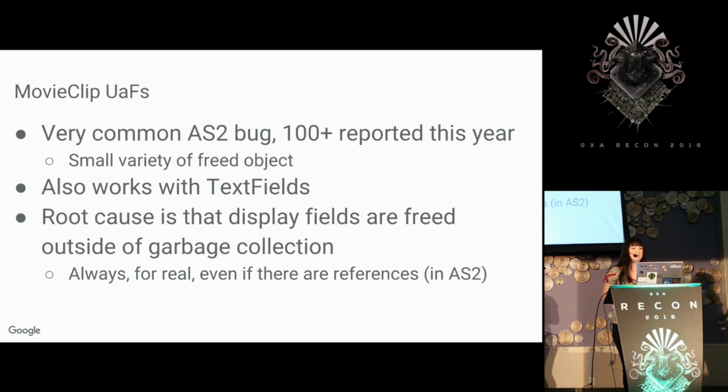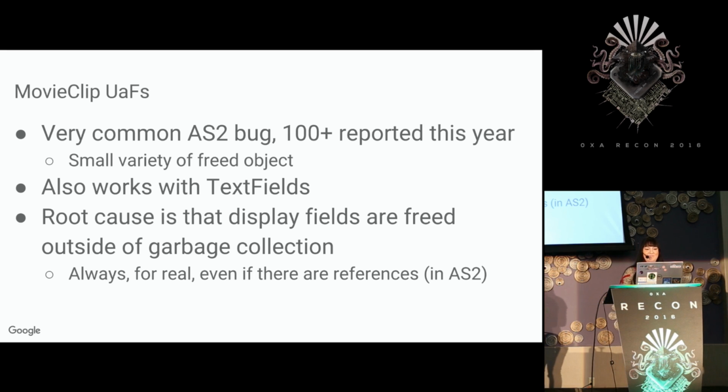One of the interesting bugs that came out of reverse engineering was what I call MovieClip use after freeze. And these were first found by Bilo, as far as I know, and he found them using IDA. And it's a very, very common class of bugs. More than 100 of them were reported this year, and by this year I mean 2015. And they're still continuing to be reported. Actually, at Pwn to Own this year, 4 out of 5 of the bugs were of this class. They still keep being found.